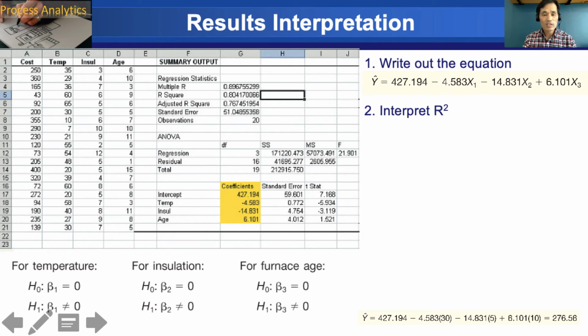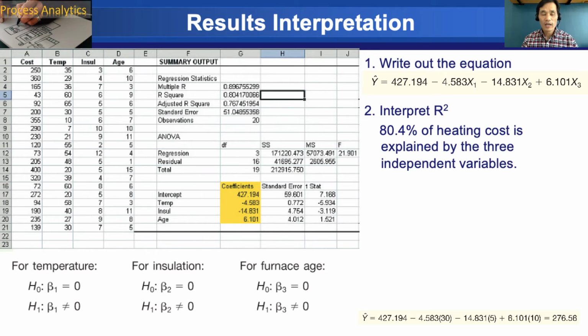And the second thing is interpreting R square. R square is over here, 0.804. So 80.4% is the R square. And what does that mean? 80.4% of heating cost is explained by the three independent variables. That's what it means. 80.4% is really high. Out of 100%, 80% was explained by these three independent variables. So that's very high predictive power they have. So it is trustworthy for us to move on to the next step, interpreting the coefficient.